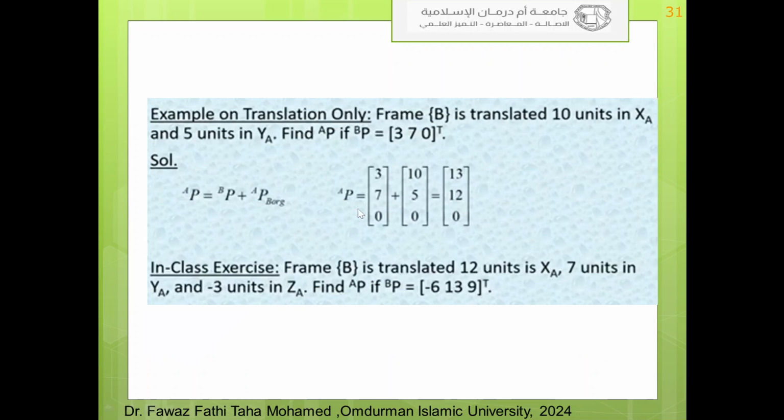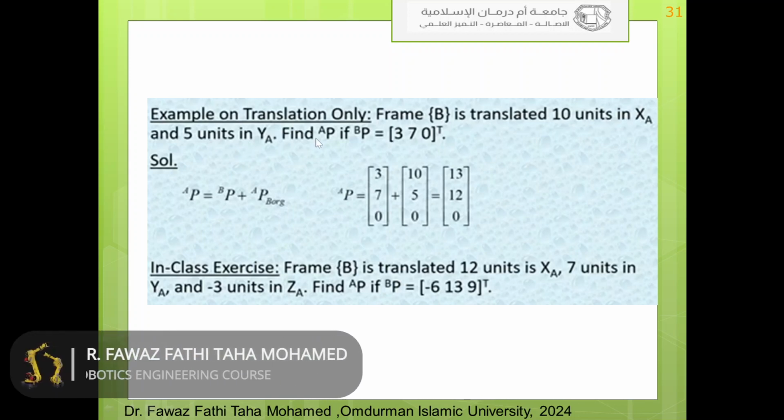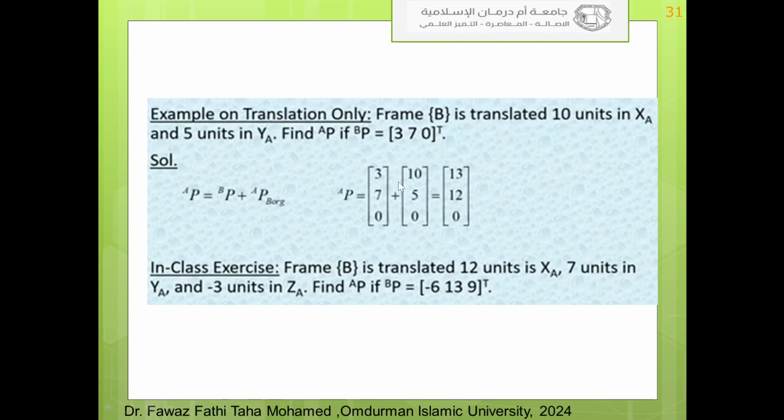Example on translation only. Frame B is translated 10 units in X and 5 units in Y. Find PA given PB. We will just add this vector to the translation vector. Okay, you can solve this problem.